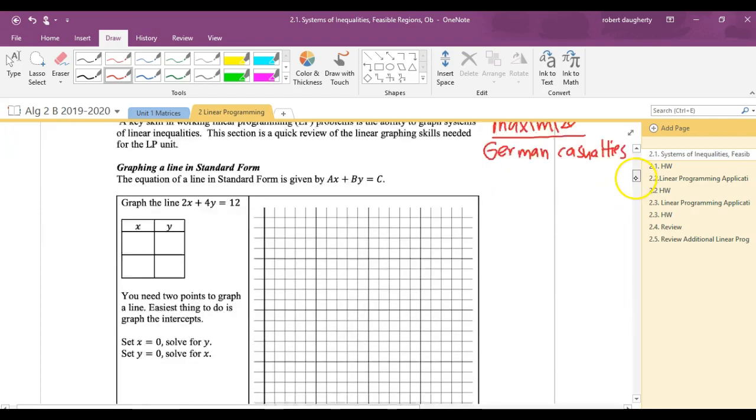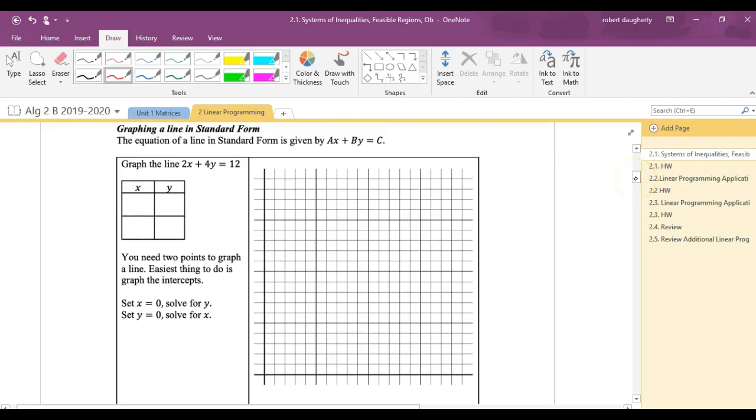So what we need to do in this particular case is graphically, so these are word problems that have a heavy graphical component. I want to make sure that your graphing skills are where they need to be for solving these problems. So you need to make sure you can graph a line that's given in standard form. This is standard form right here: AX plus BY equals C. There are two other forms for graphing.